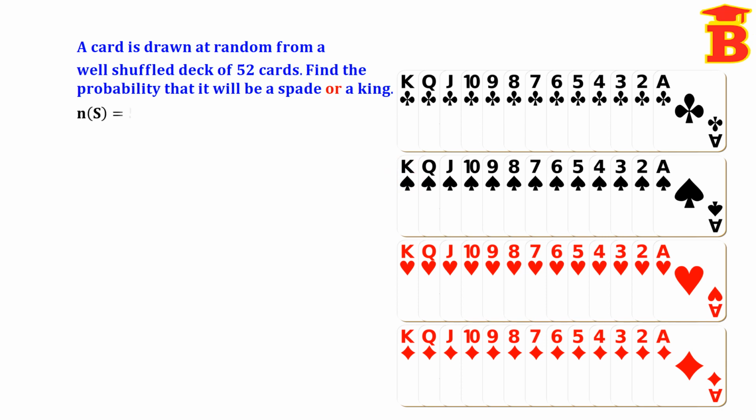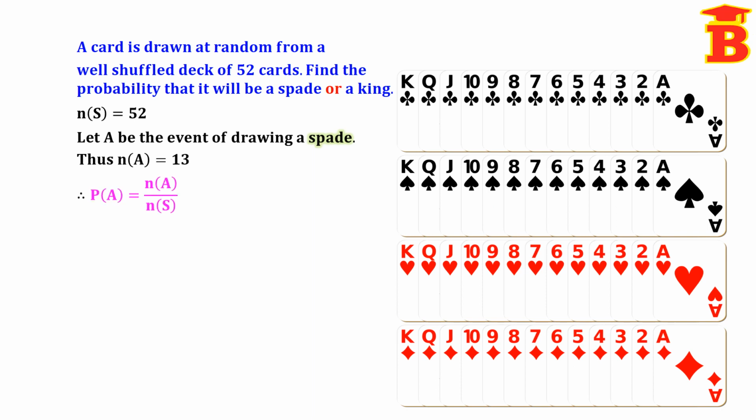Now let us write the steps. There are 52 cards. So N of S equal to 52. Let A be the event of drawing a spade. So N of A equal to 13. There are 13 spade cards. Therefore, P of A equal to N of A divided by N of S. That is equal to 13 divided by 52. Please don't cancel here. Let us simplify finally.